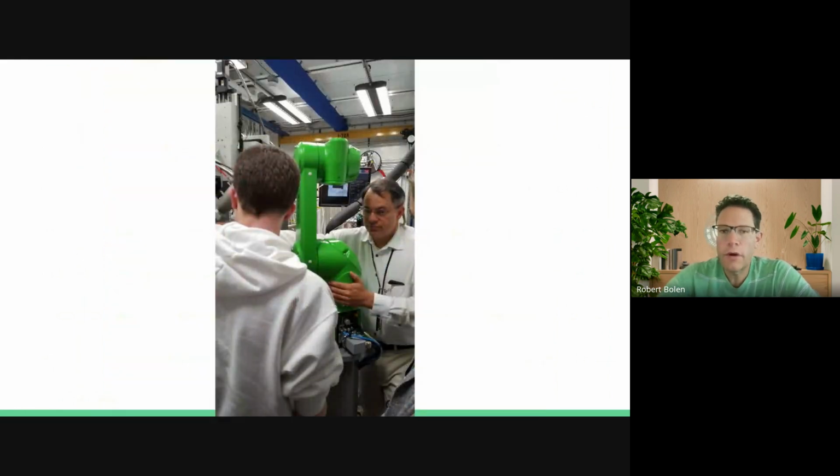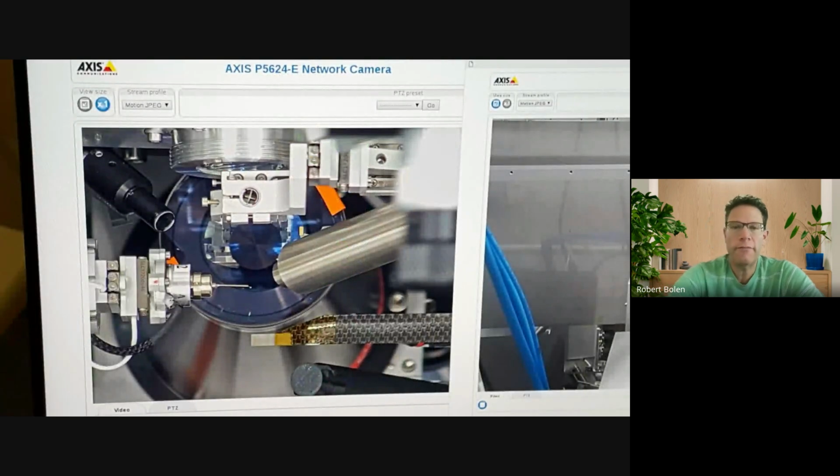Okay, so that's one of our scientists, Dr. Soares, showing one of our students how the robot works. Everything is robotic inside of the beam line. This way, scientists don't actually have to be in there.